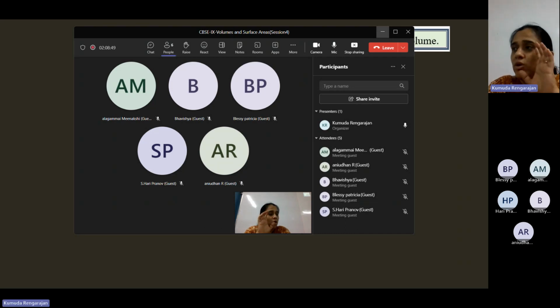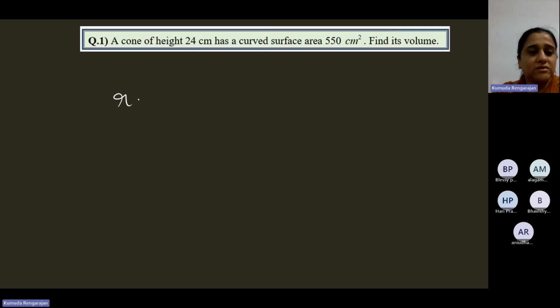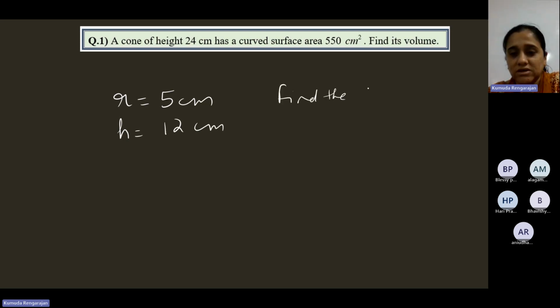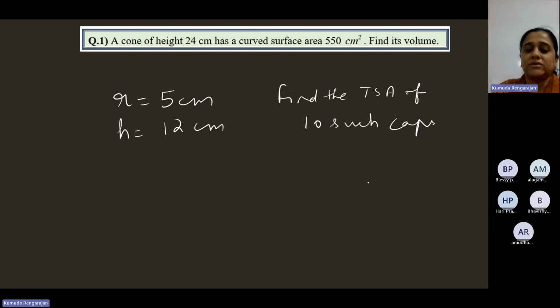Now, how will you find the total surface area? Let me give you the values. Say the radius is 5, just for example, and h is equal to 12 centimeters. The question is to find the TSA of 10 such caps, conical caps. They're conical only, right? I want the answer from anyone online.